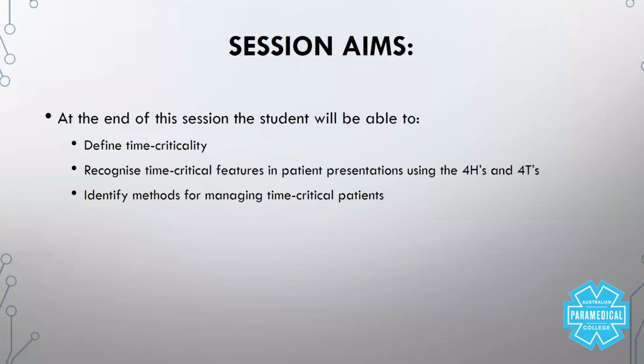Okay, guys, so I hope you've enjoyed this very short lecture on time-critical patients. We've looked at different definitions of time criticality. We've recognized certain features, and we've also looked at methods for managing time criticality. Now, this session really is a small session. Time criticality is a huge area of paramedic practice and even medicine. And the more you read, the better you are going to be at recognizing time criticality. However, I feel we've confidently discussed the key signs and symptoms for these patients.